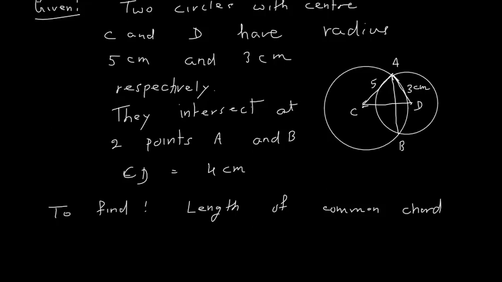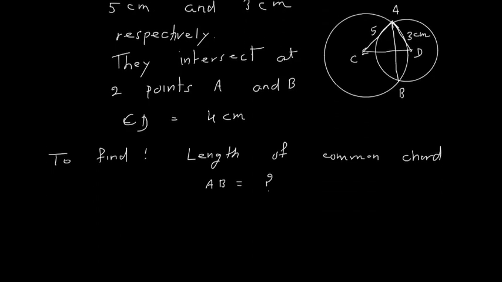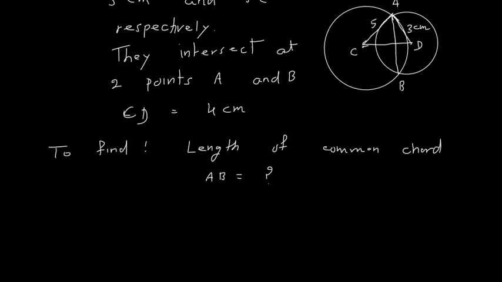Okay, so we have to find the length of the common chord, that is, AB is question mark. Let CD intersect AB at point E. So this is point E, let us consider. Okay, now the solution.